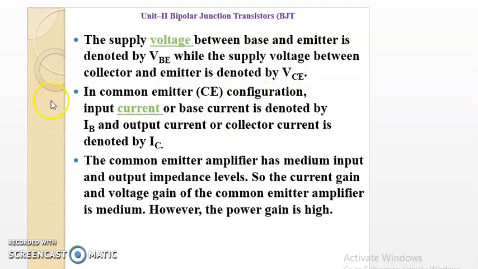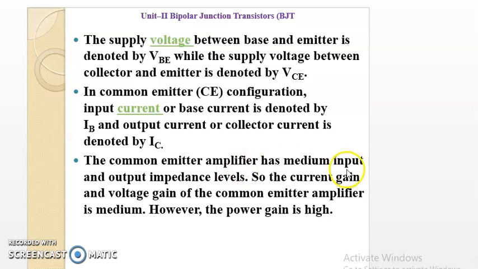Yes, in this CE configuration, again input current or base current is denoted by IB. Remember, IB stands for base current. It is also known as input current. And at the same time, IC is nothing but what? Collector current, or one can say output current. Input current IB, output current IC.